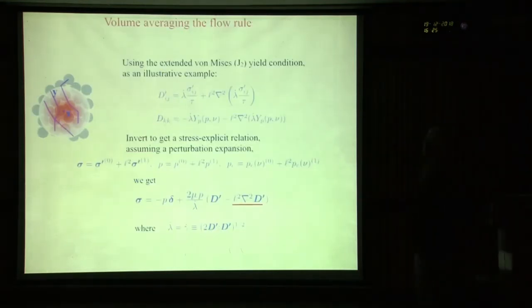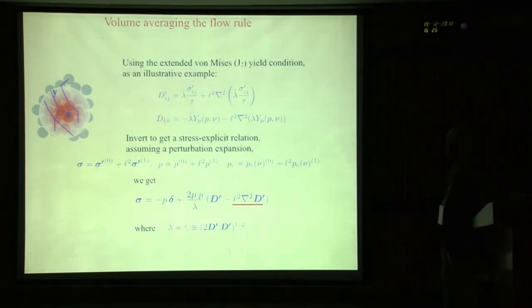So, I will use the simplest yield condition. I will not go into the details unless you are interested, and that is the form of the equation I get for the rate of deformation, both for the deviatoric part and the diagonal part. And the nice thing is, for the simple yield condition, I can invert both, and when I invert, I get a stress explicit relation, which we are used to in fluid mechanics.